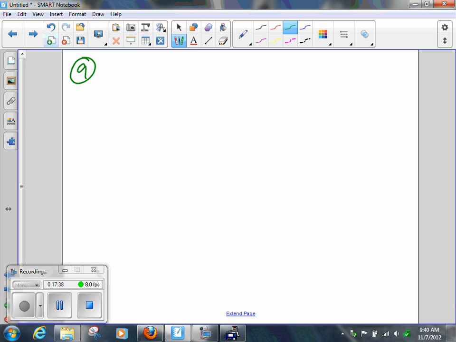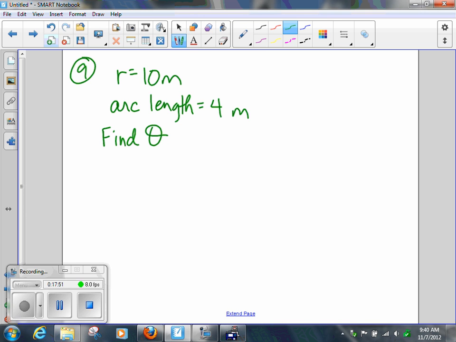Central angle theta in a circle of radius 10 is subtended by an arc of length 4 meters. Find theta. So we're finding the angle. Which formula am I going to use? How do you know S equals theta R? How do you know that's the one you're going to use? Because it tells you arc length. Arc length is S equals theta R.